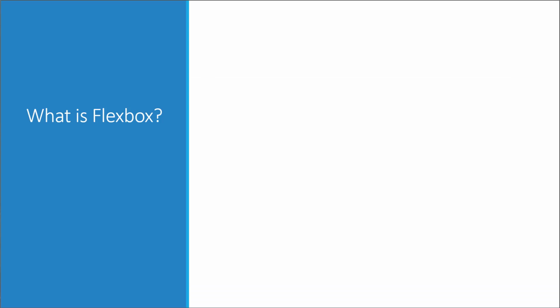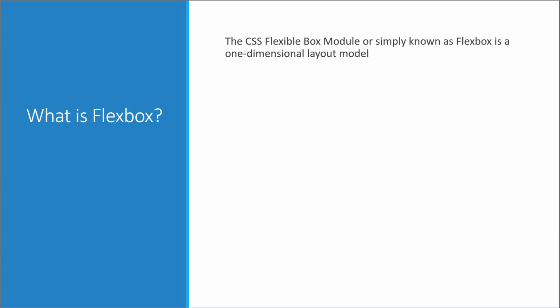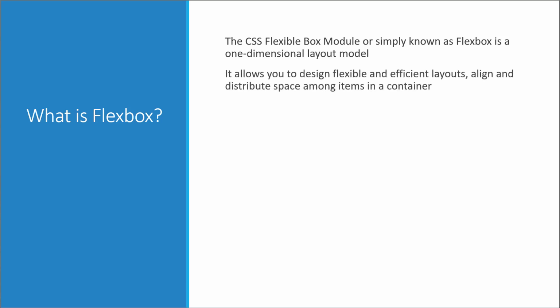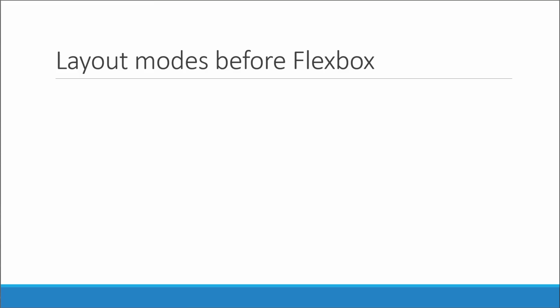What is Flexbox? The CSS Flexible Box module, or simply known as Flexbox, is a one-dimensional layout model. It allows you to design flexible and efficient layouts, align and distribute space among items in a container. To put it in non-technical terms, Flexbox helps you arrange elements in a web page with ease. Now, why was this introduced?